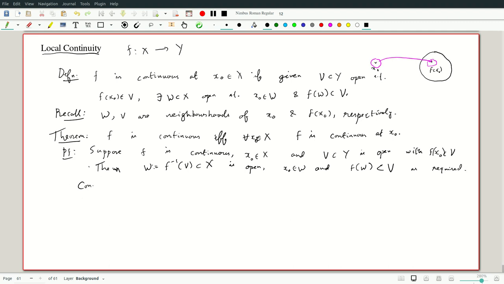And the converse is a slightly cleaner version of what we did with metric spaces, because we don't need to switch things here. So conversely, suppose f is continuous at x0 for all x0 in X. Now we want to show f is continuous.